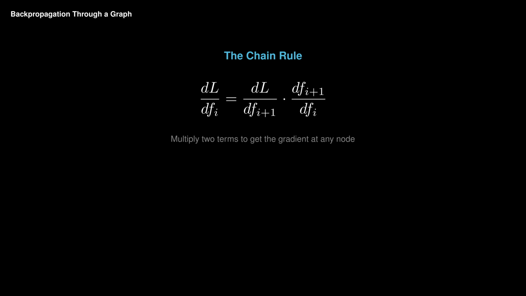If the loss L depends on F_{i+1}, which depends on F_i, then dL/dF_i equals dL/dF_{i+1} times dF_{i+1}/dF_i. We multiply two terms to get the gradient at any node.